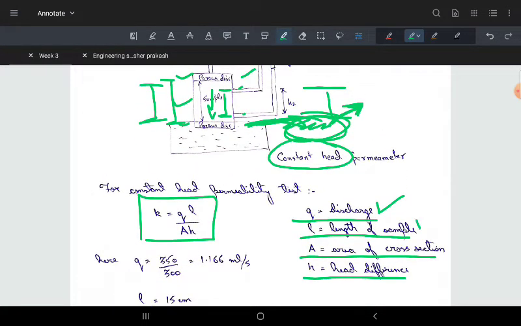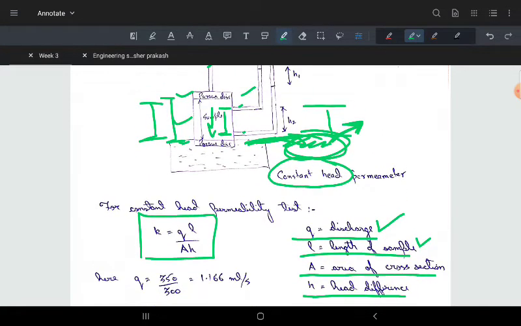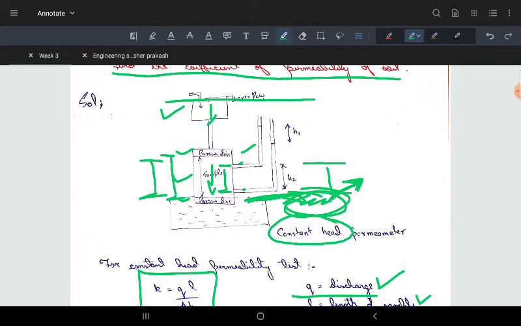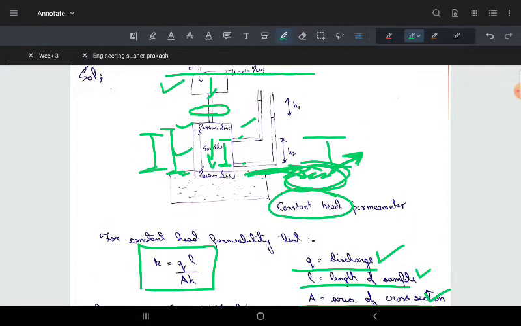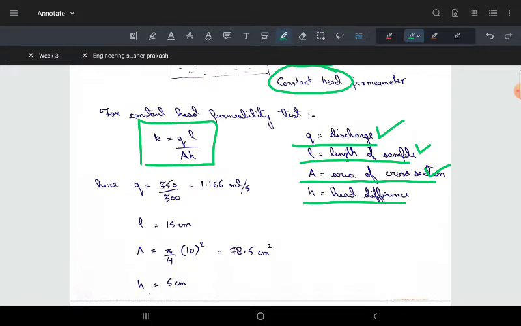So I have explained what it is. A is the area of cross section. Area of cross section means this area, the internal area of cross section. H is the head difference. So for the piezometer tappings, the water level will be here in this tapping. In this tapping, the water level will be lower because the water is moving and there is head loss, so it will be lower. So this difference will be H, that is called the head difference.